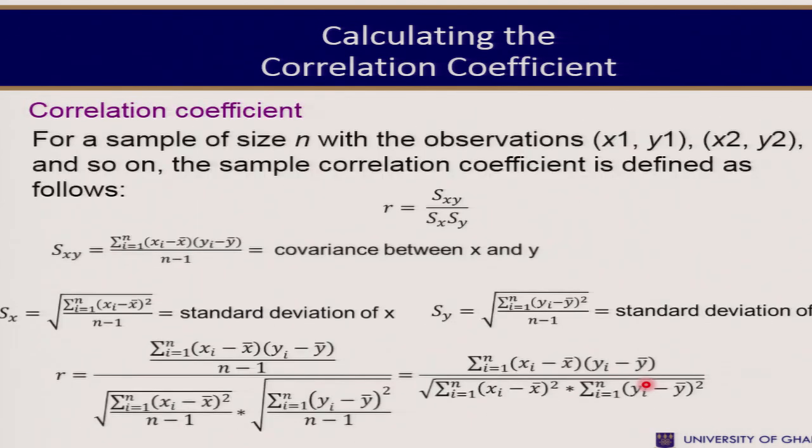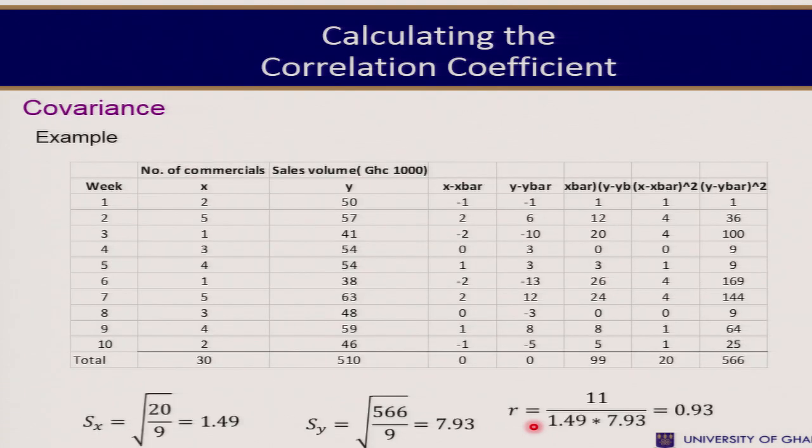Alternatively, what we can also do is use this same formula to find the correlation coefficient. In other words, we already have our x minus x bar and y minus y bar given, which is 99.